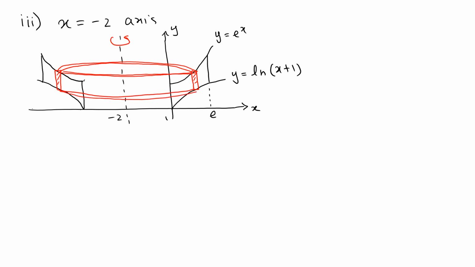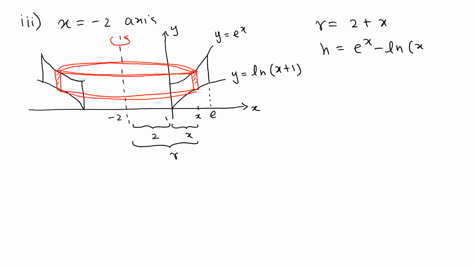So if you call this x, we want to find the radius, and you can see this length is 2. This is the x coordinate, so the radius, measured from the axis, is simply 2 plus x. The height is easy. The height is simply the difference between the two y values: e^x is the top one, and ln x plus 1 is the bottom one.